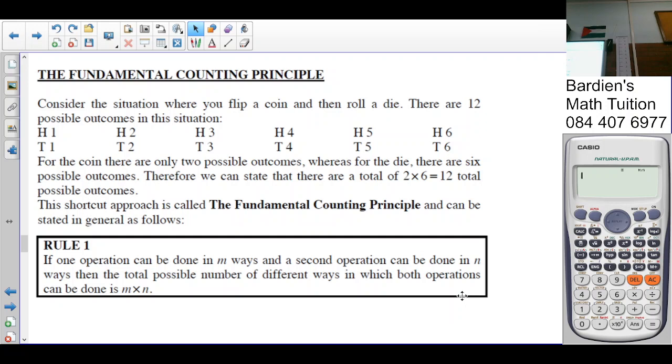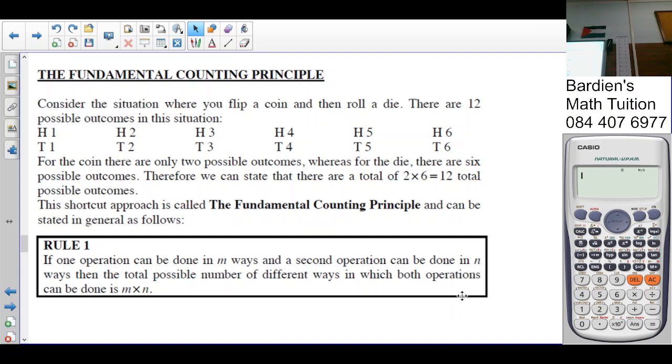Not so. It can either be a heads over 1, a heads over 2, a heads over 3, a heads 4, a heads 5, a heads 6, or tails 1, 2, to tails 6. Not so. So there are 12 outcomes. For the coin there are only 2 possible outcomes, whereas for the die there are 6 possible outcomes. Therefore, you can state that there are a total of 2 times 6 equals 12.